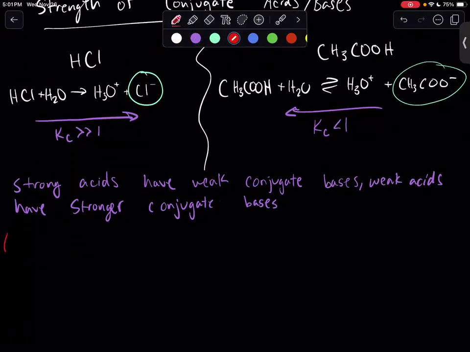This also still applies to strong bases and weak bases. So a strong base has a weak conjugate acid and a weak base has a strong conjugate acid. So that's about it for acids and bases in this section.